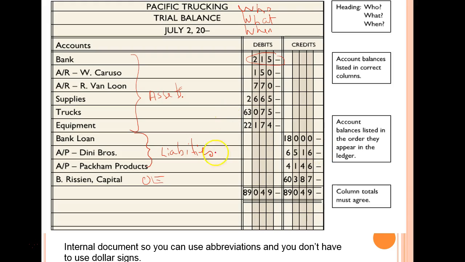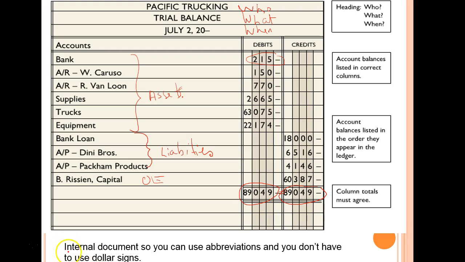Then the next step when we're done that is we're going to add up the debit column and we're going to add up the credit column. And these two numbers should equal. Okay? And if they don't equal, then we need to investigate why.